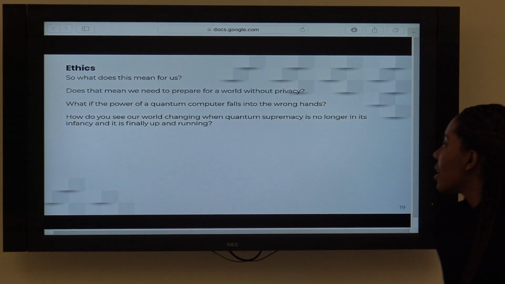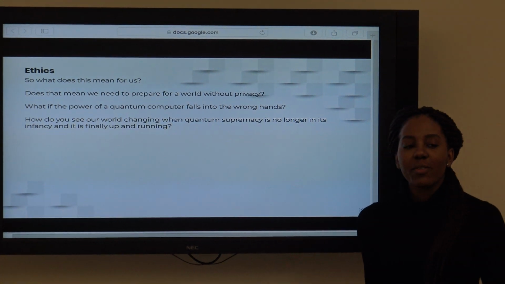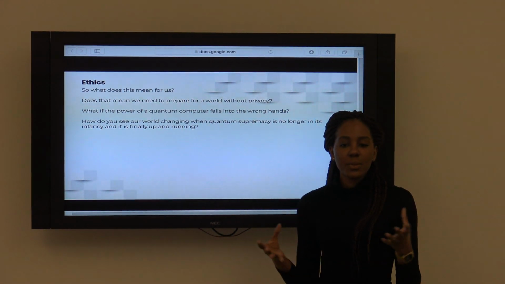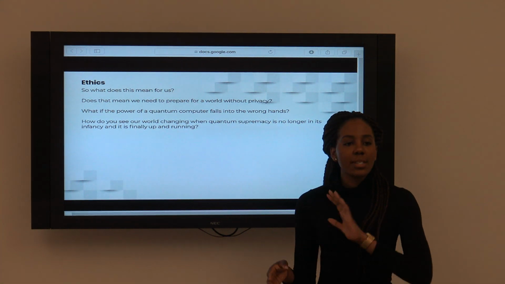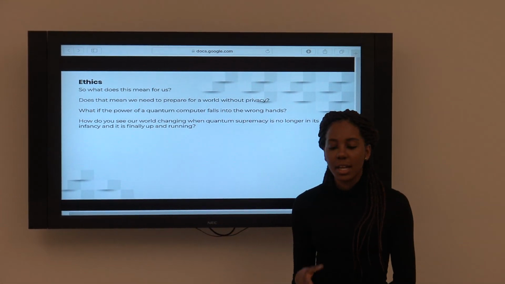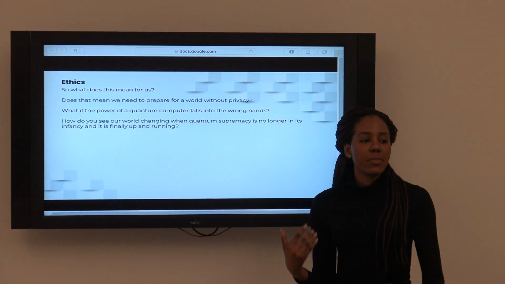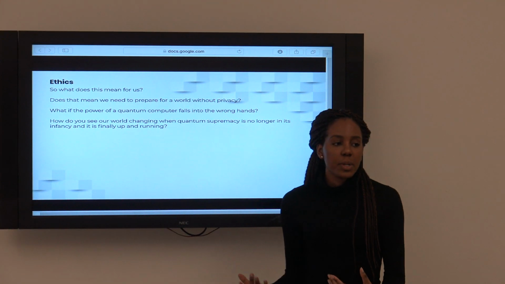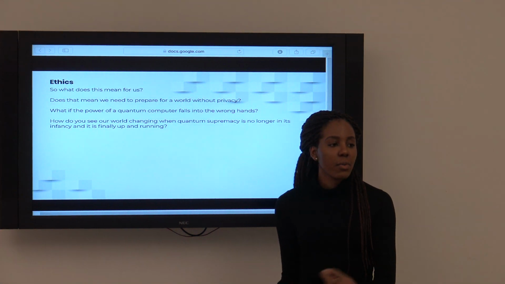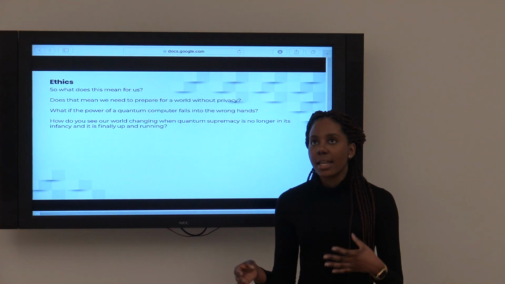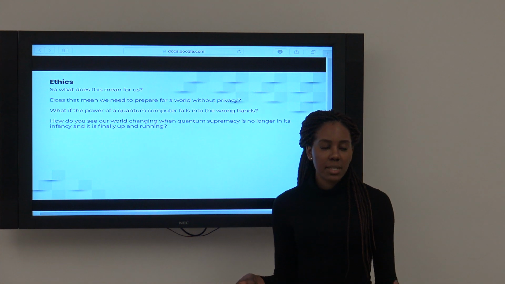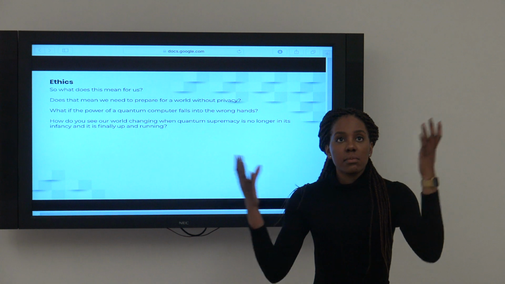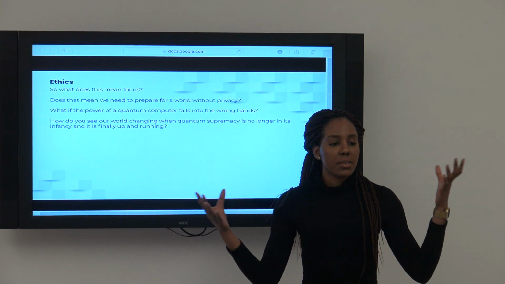Okay, so what does this mean for us? Now that we are capable of producing a computer that can process so much information in so little time, what does this mean for us? Now, like they mentioned before, a quantum computer is not a computer that we'll be able to carry around with us like we carry a laptop, and it's not going to be used for that purpose. So they're going to use it for different things, a lot of more sophisticated things.